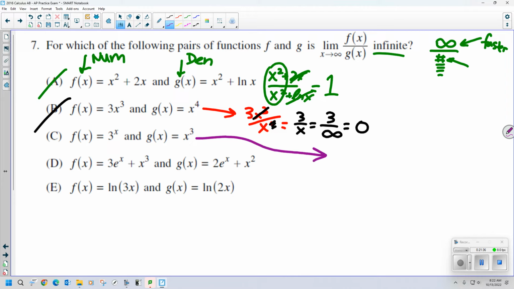Okay, my f of x, 3 to the x, is in the top. My g of x, x cubed, is in the bottom. I can't simplify that, so let's just put infinity in. Infinity cubed is still infinity.